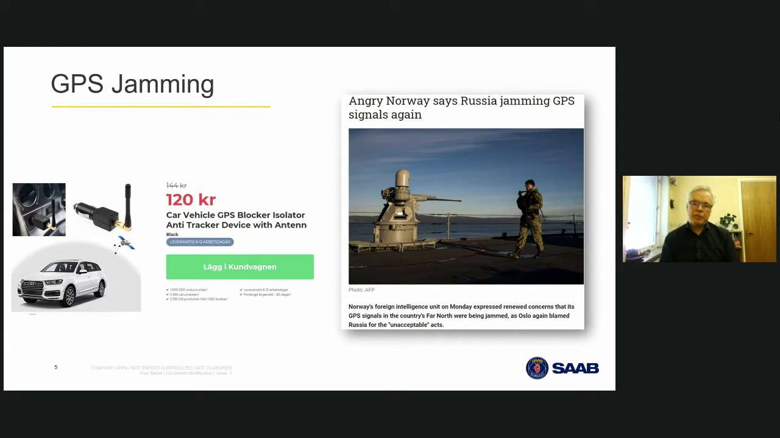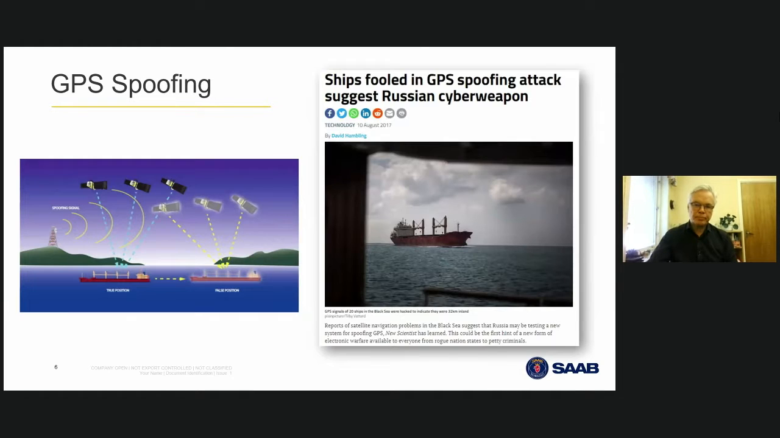On the left, you can see that you can buy these small devices for a couple of bucks, and you can disturb the GPS on a car or on a boat and so on. But it's a federal offense in the US to own one of these devices. And on the right, you see an example of what has happened up in the Arctic area, where the Russians are doing stuff with the GPS, particularly during military exercises.